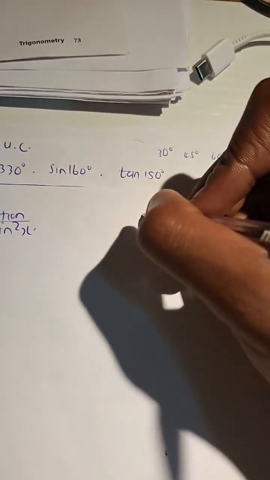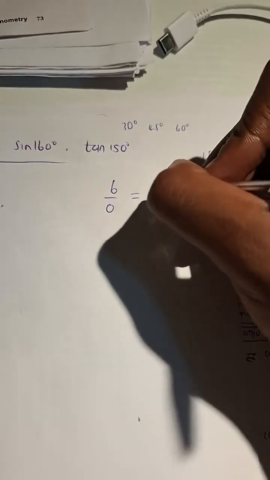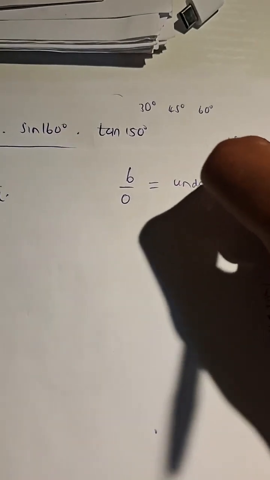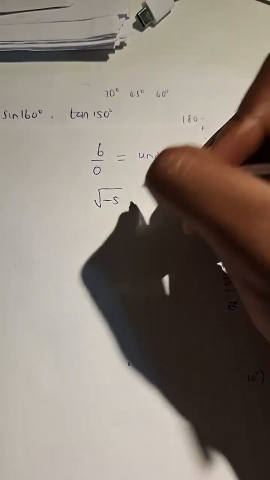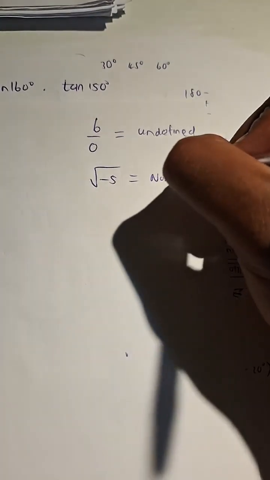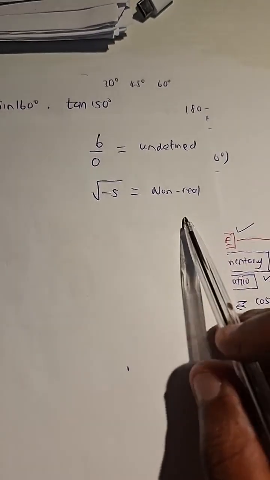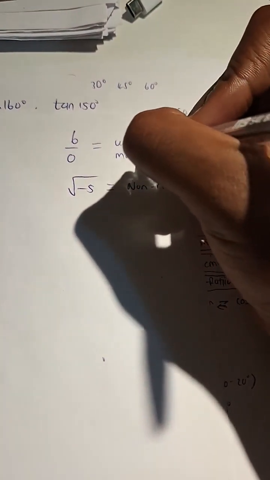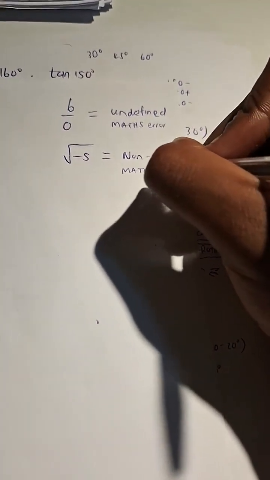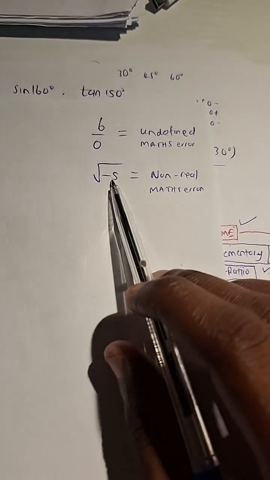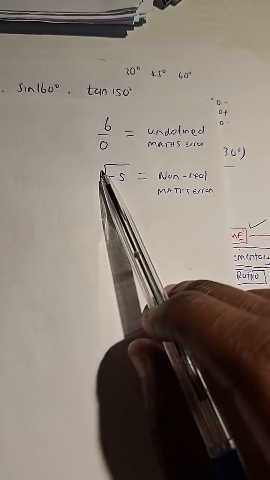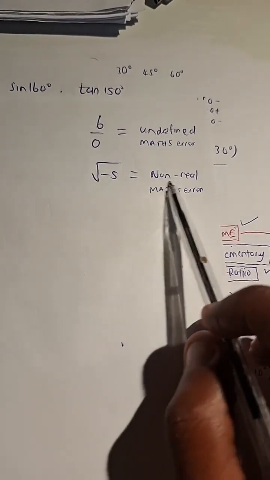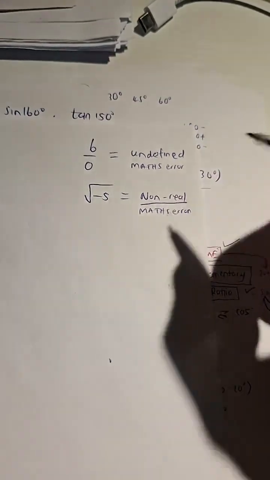Two things. 6 divided by 0 is undefined. The square root of a negative number is non-real, not undefined. Both of these in your calculator say maths error, but they don't mean the same thing. The maths error for a negative number underneath an even square root means non-real.